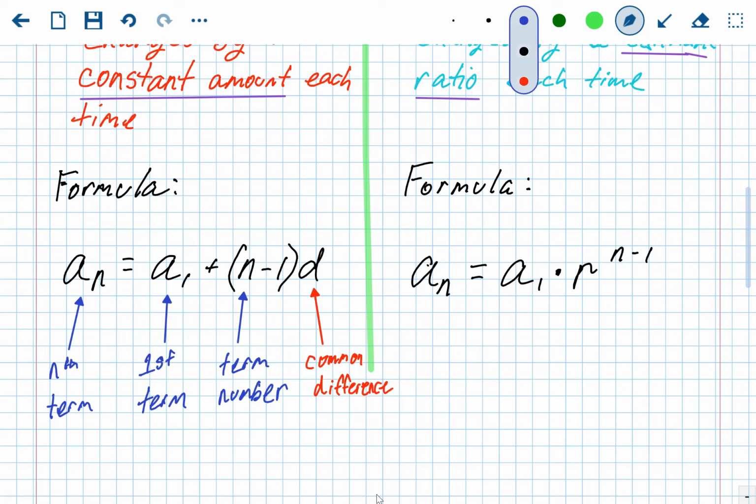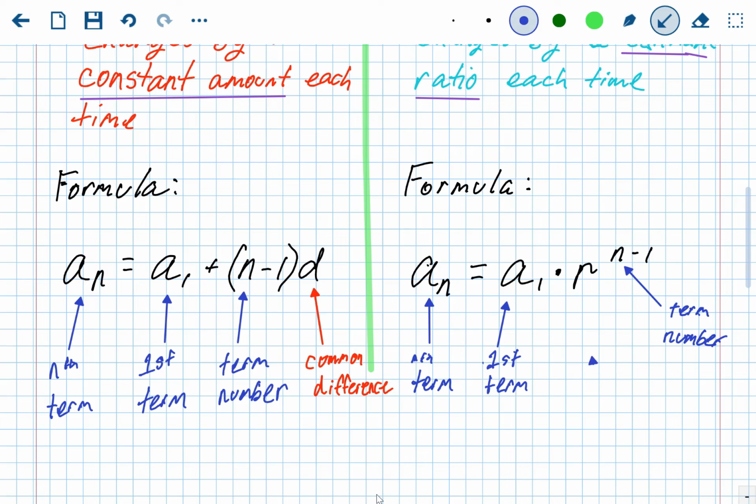Now anything that matches the arithmetic, any variable that matches the formula in the arithmetic sequence is the same variable, okay, represents the same thing. So a sub n is still the nth term. A sub 1 is still the first term. So all these pieces still are important in both sequences. N is still the term number. So again, n is the place in the sequence. A sub n is the value of that place. And then r is the new one.